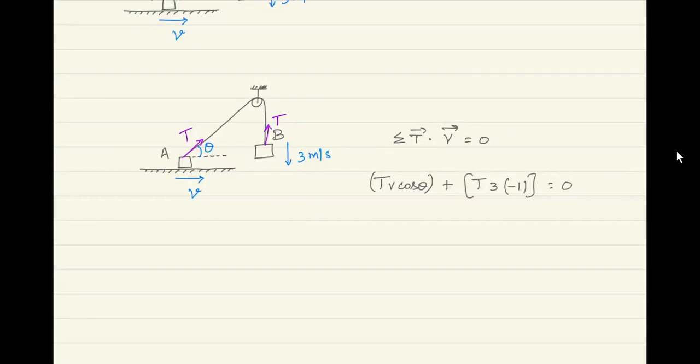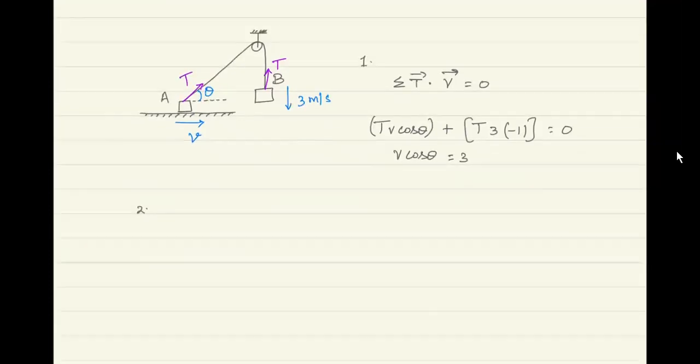Summation of t dot v will be equal to 0. You are going to get v cos theta equal to 3. So this is one way of relating. Another way of relating is to do something like this.